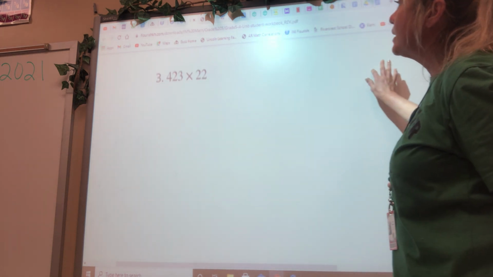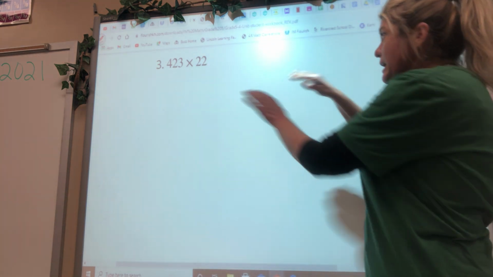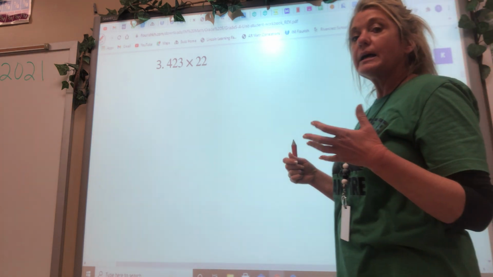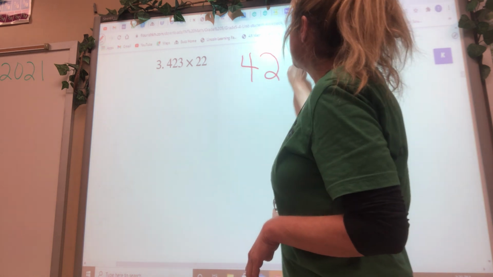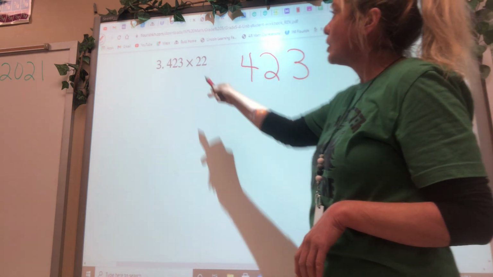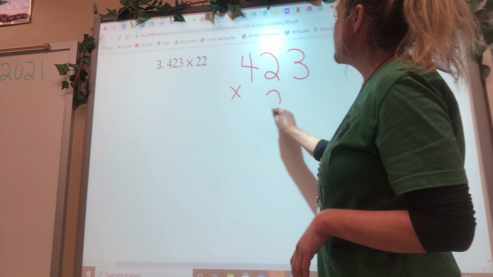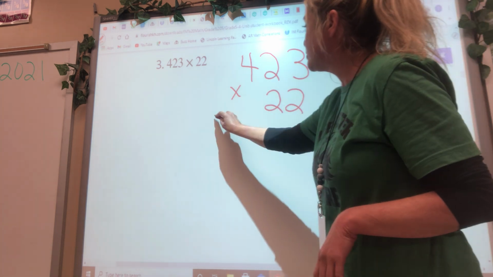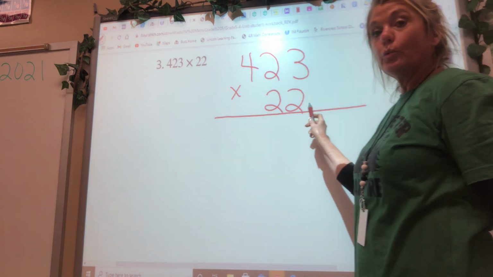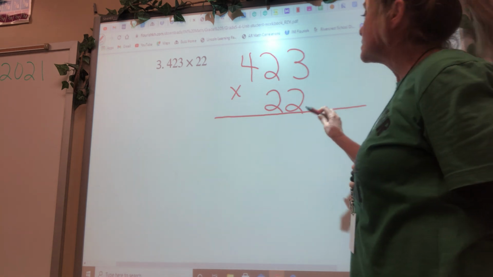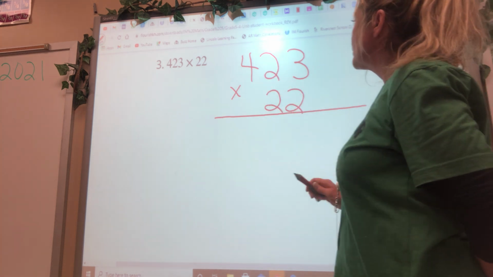Okay, on the second one. Again, anytime it's going sideways, if it's going across the page and you're multiplying, when you're using standard algorithm, you always need to stack them on top of each other, and always put the largest number on top. So we have 423 times 22. With the standard algorithm, we always start on the right because that's where the ones place is. We always start with the ones place.